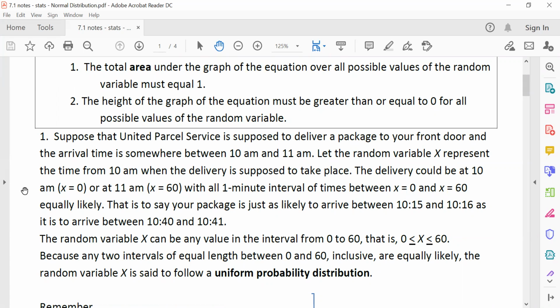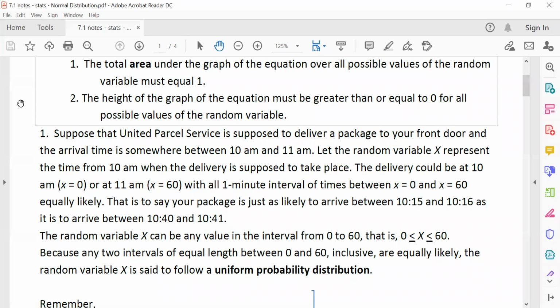The total area of the graph under the equation has to equal 1, because what we're going to find is that the area under the graph is actually going to represent certain probabilities. And we'll build up and talk about the normal distribution later in this very section. Also, the graph must stay strictly above the horizontal axis, the x-axis. It can never go negative.